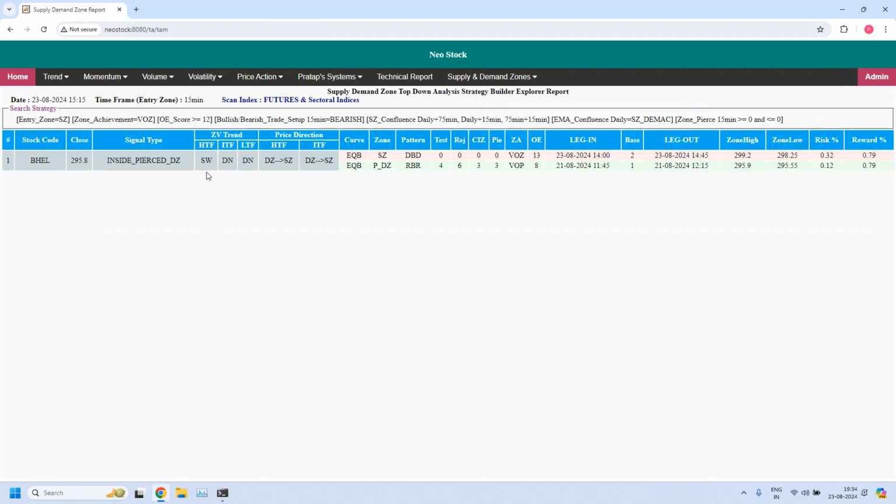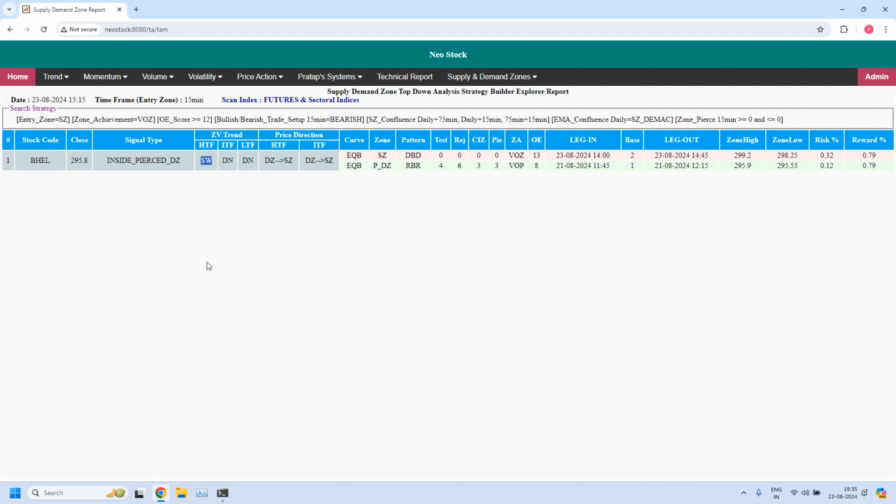BHEL is filtered, but it is sideways. So in a sideways trend, anyway EMA confluence doesn't matter. Still, is it a valid trade? Yes, it is a valid trade because the ITF trend is downtrend. And though EMA confluence doesn't matter in sideways, this is supporting the sideways trade setup at ITF time frame. Moreover, all the 3 zones are having confluence.